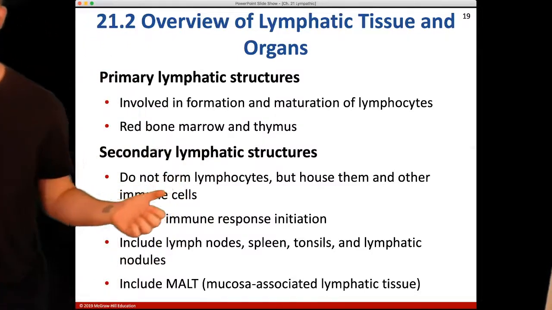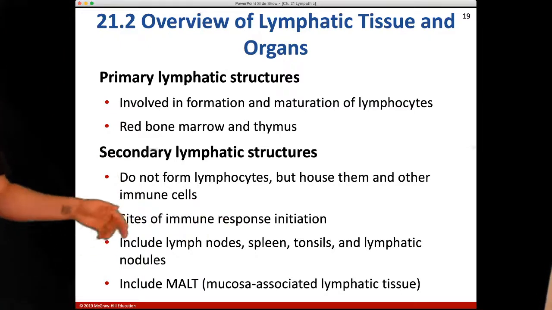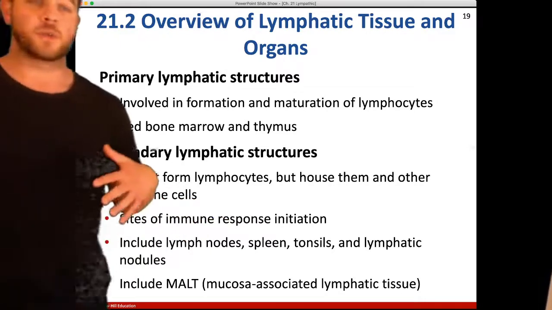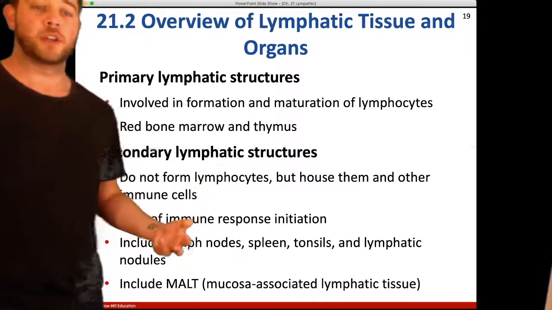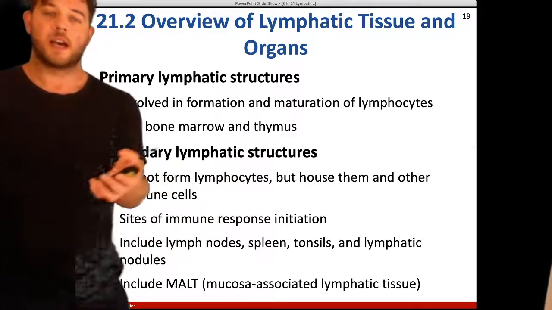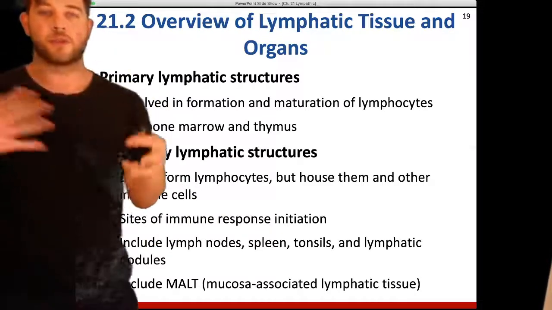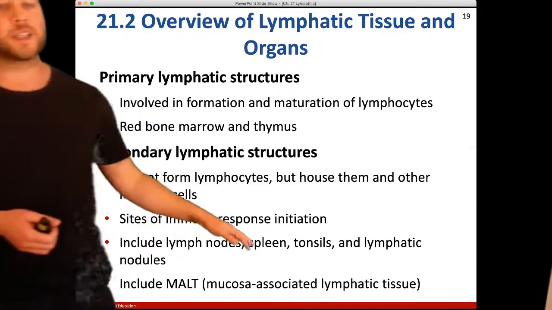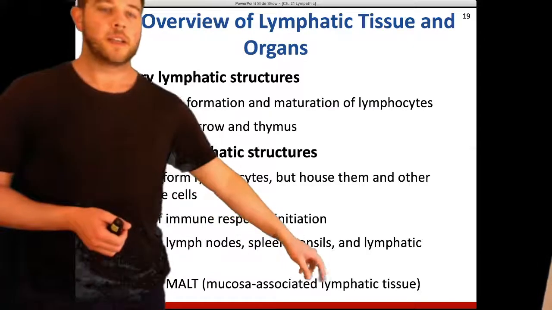Your secondary lymphatic structures don't form lymphocytes, but they house them and other immune cells. They're the site of immune response initiation, meaning that pathogens will circulate through these secondary lymphatic structures and encounter your lymphocytes. As fluid is brought through these structures, they're exposed to the immune cells and you can have an immune response. These are your lymph nodes, spleen, tonsils, and lymphatic nodules, as well as MALT, your mucosa-associated lymphatic tissue.